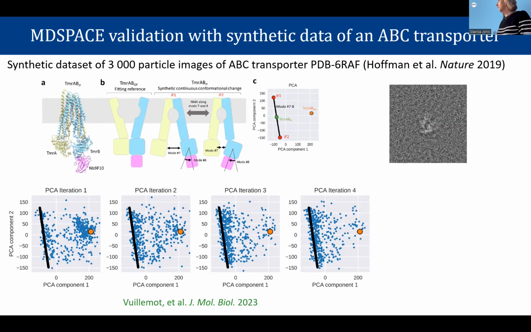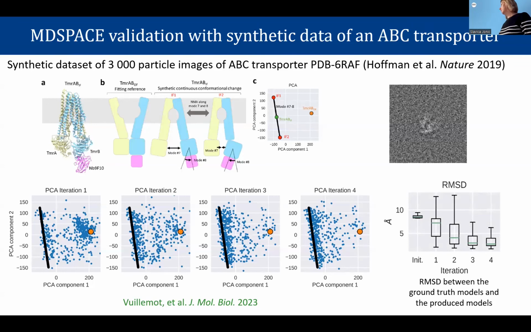Okay, this is the starting conformation. You see that many points stay around this initial conformation. Some go to the target conformation, and then iteratively we manage to assign all these images to the right conformations. Some are not. And that is thanks to this iteration, putting in place the normal-mode PCA axis obtained at the previous iteration.